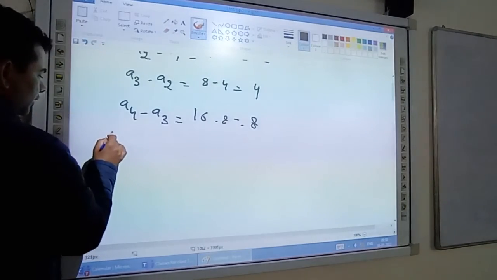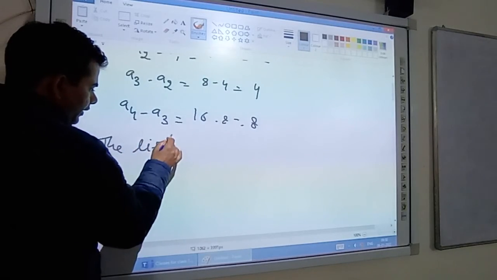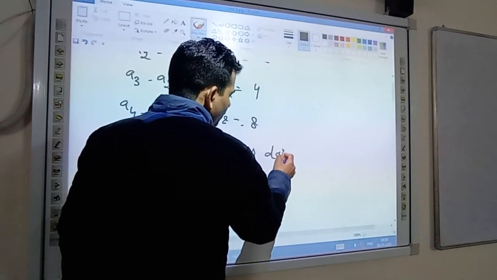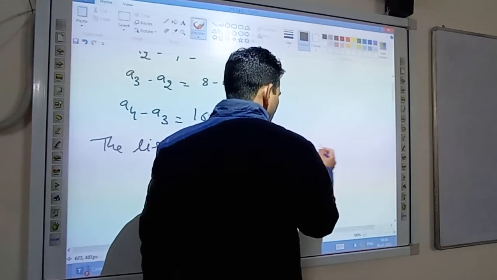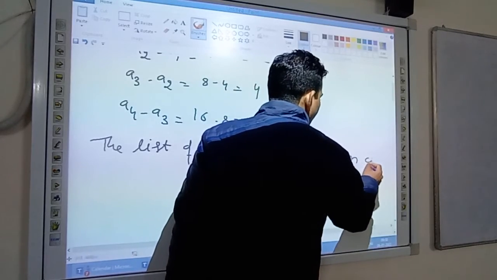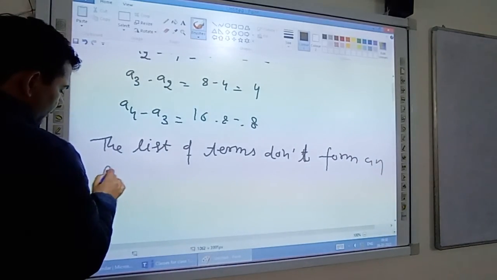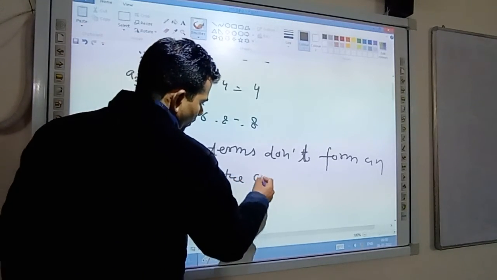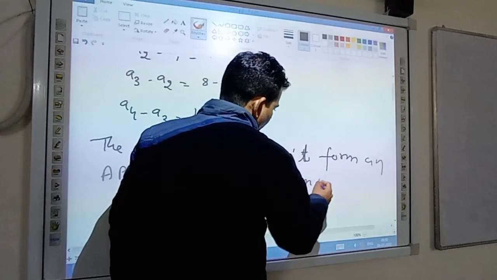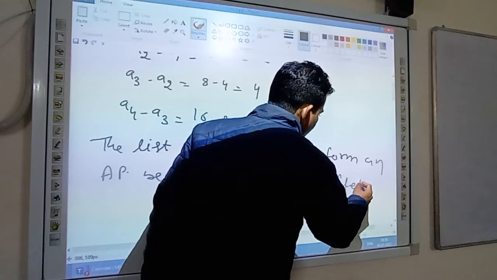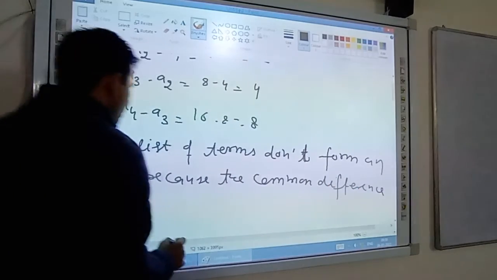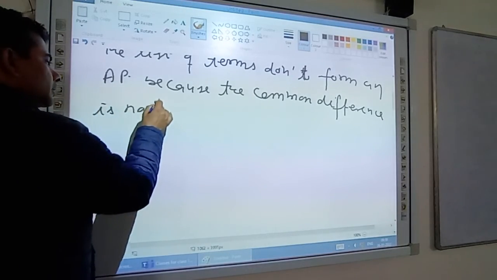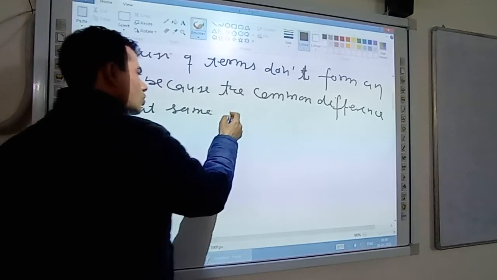The list of terms doesn't form an AP because the common difference is not the same throughout the series.